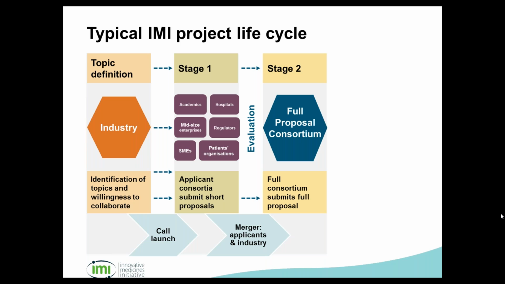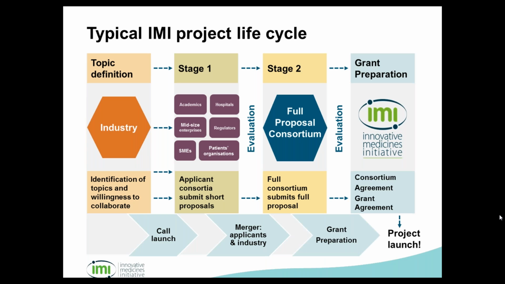So at this stage then, the single full consortium puts together a much more detailed proposal with a detailed work plan of what's going to take place during the project. That is again evaluated by a panel of experts, and if it all goes well, then we go to the grants finalization stage, which is focused on a lot of administrative detail, but also notably the consortium agreement, which is where a lot of the legal, intellectual property and governance issues are solved. And if that then works out, the project will be launched.